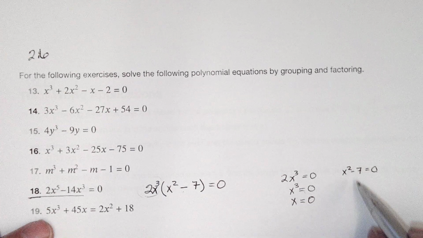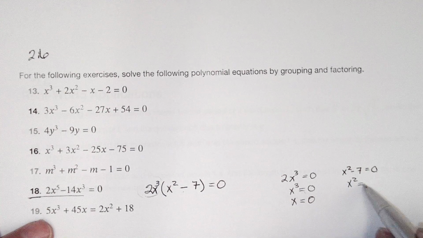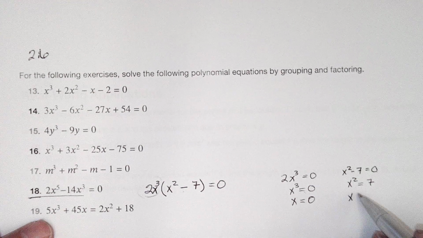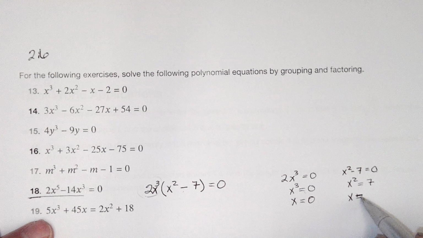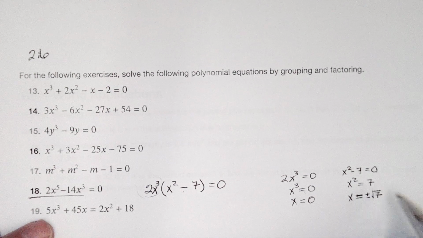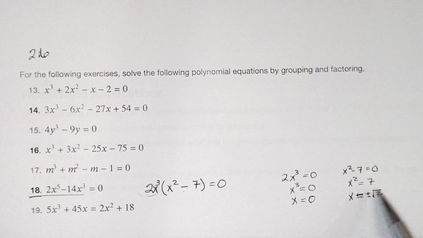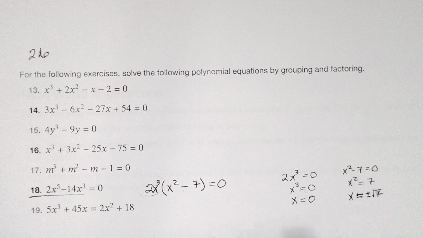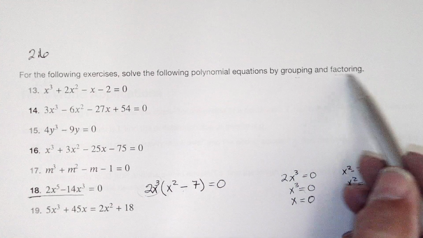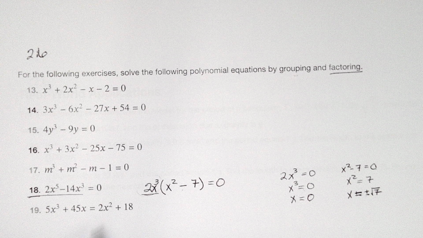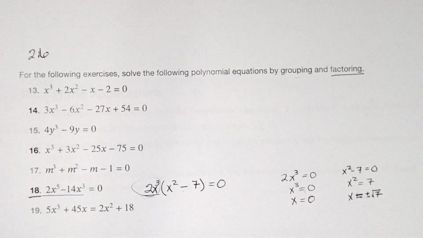Here we'd add 7, and then we take the square root, and when you take the square root, it's plus or minus. So our three answers are 0, plus the square root of 7, and minus the square root of 7. And those are the three answers by grouping and factoring. We used mostly factoring, pulling out what was common in the first step of factoring.